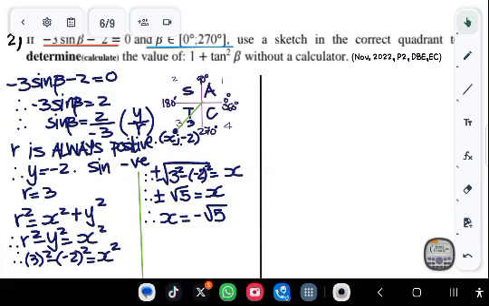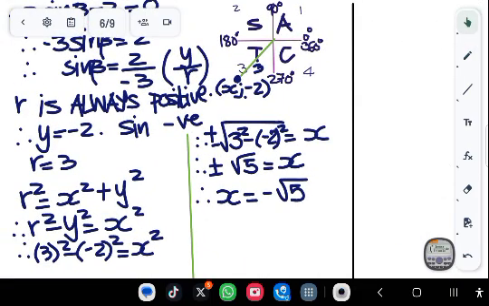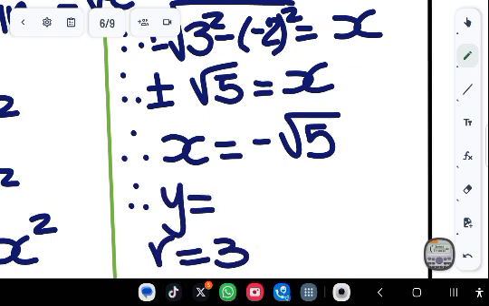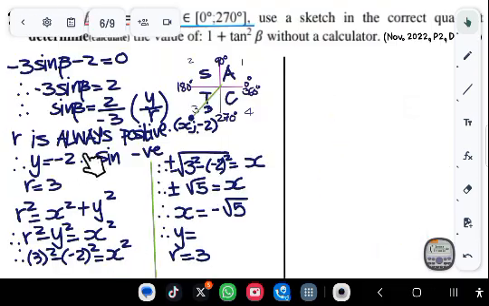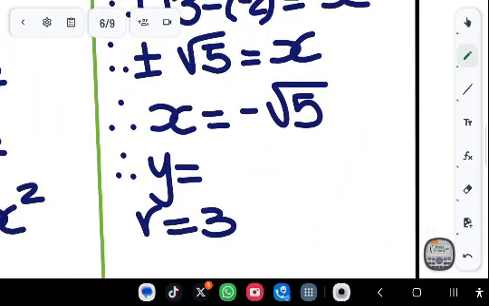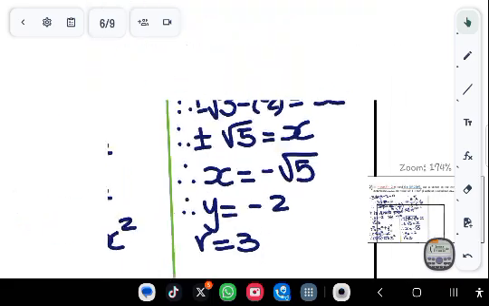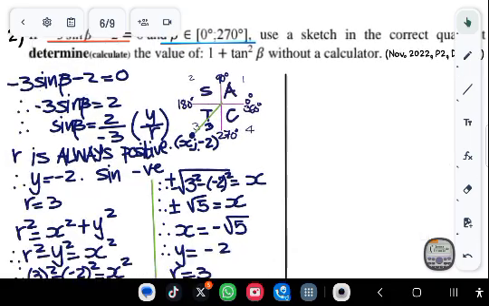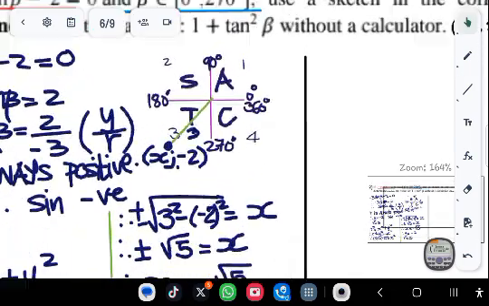Negative 5. Now that we've got our x, our r, and therefore y equals negative 2 and r equals 3, we've got all our x, y, and r. Now we can calculate whatever ratio they want us to evaluate. Okay, there is the sketch. We got the sketch. There we go.